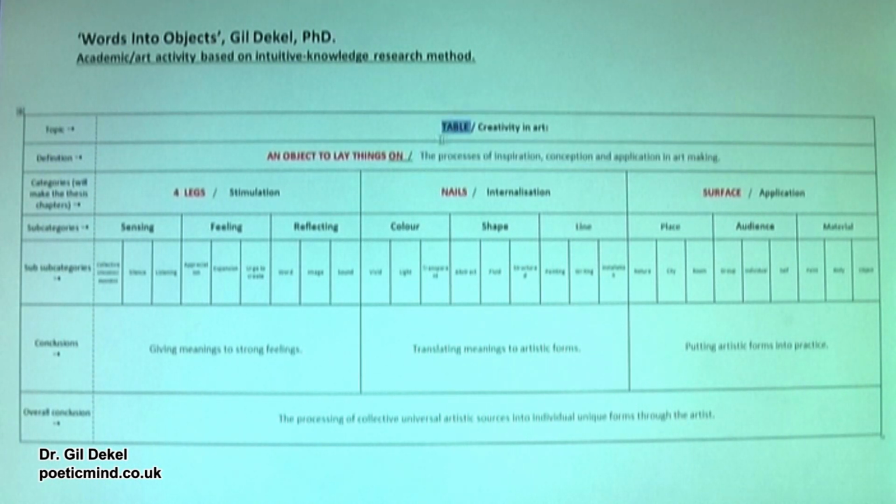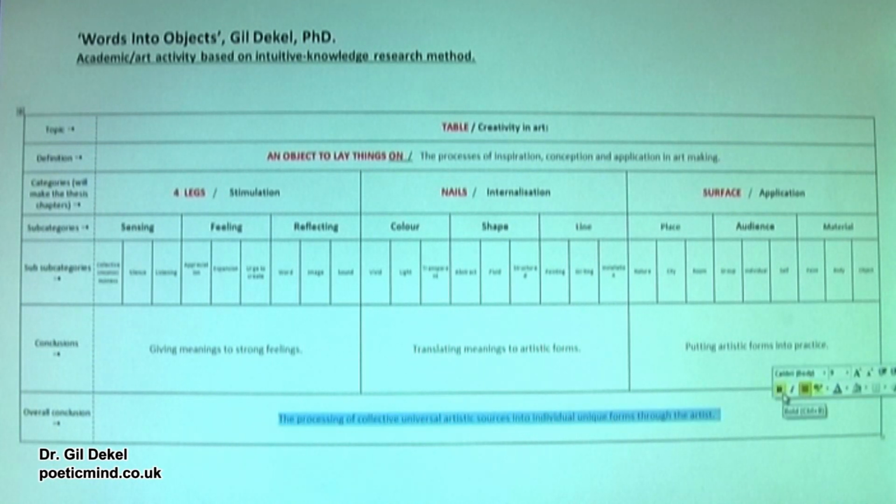It looks complex, but it's very simple. If you chose a different topic, table, then your definition could be an object to lay things on. After that, we're asking for three categories that explain your topic and come out of your definition. If it was a table, which was defined as an object to lay things on, three categories could be forelegs, nails, and a surface. These are three categories that define the table. You can then go into subcategories, conclusion for each category, and overall conclusion.